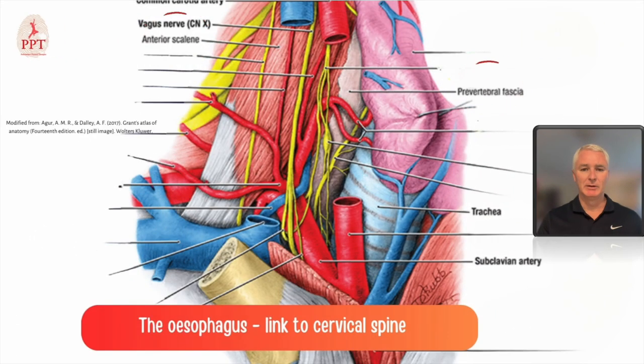So let's have a little further look at the esophagus and how it's linked to the cervical spine. So we're circling here the anterior scalene, a muscle that we're probably familiar with as its relationship to neck movements and also apex breathing.